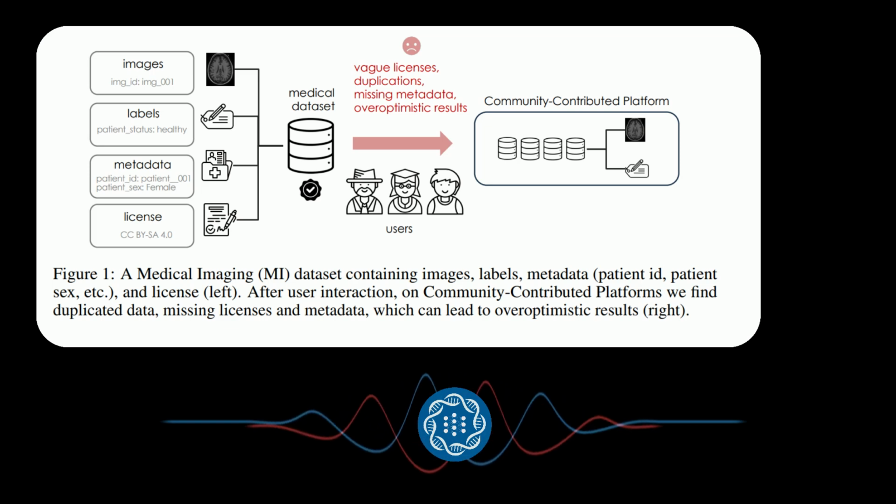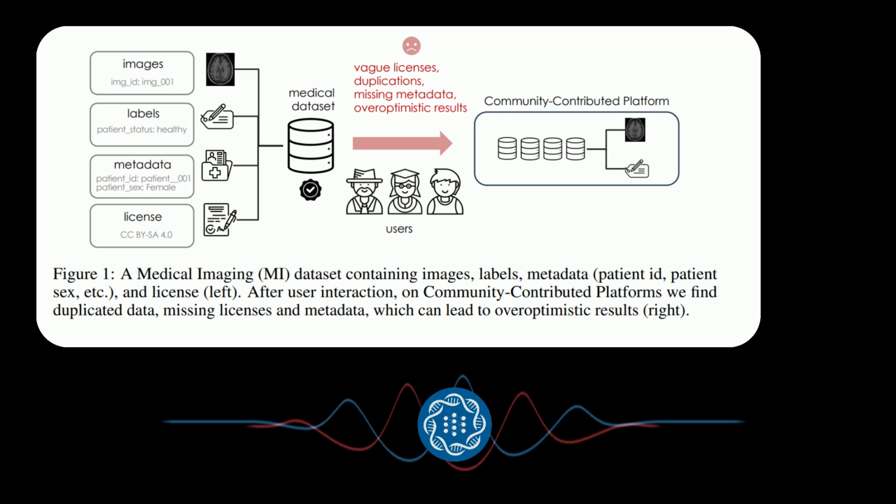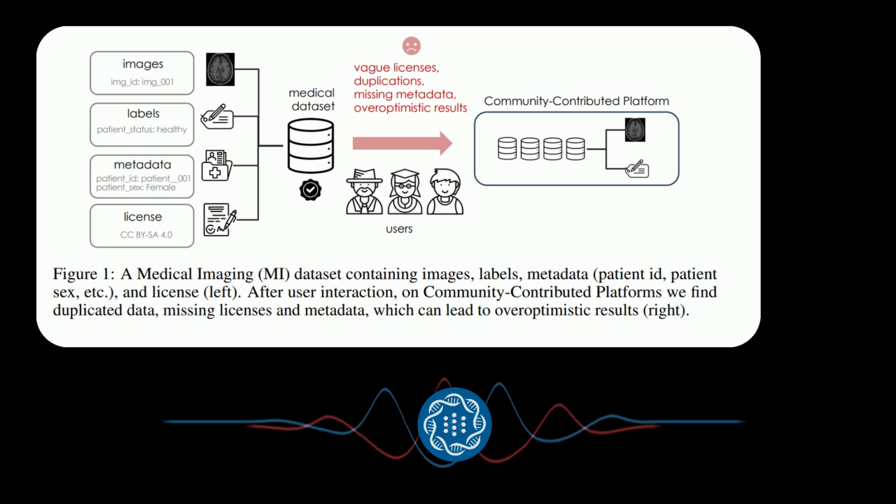Absolutely. But the problem is there's not always a lot of oversight or quality control when it comes to these publicly available data sets. Oh, so what kind of problems did they find? Well, they found a whole range of issues, from vague licenses and missing metadata to duplicate data sets, all of which can create real headaches for researchers. Because if you're training your AI model on a data set that's full of errors or inconsistencies, your results are going to be unreliable, right? Exactly. And in the world of medicine, unreliable results can have serious consequences.